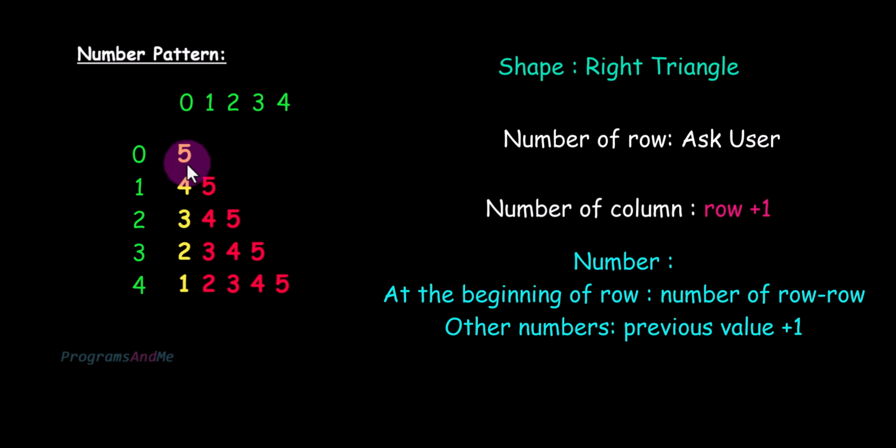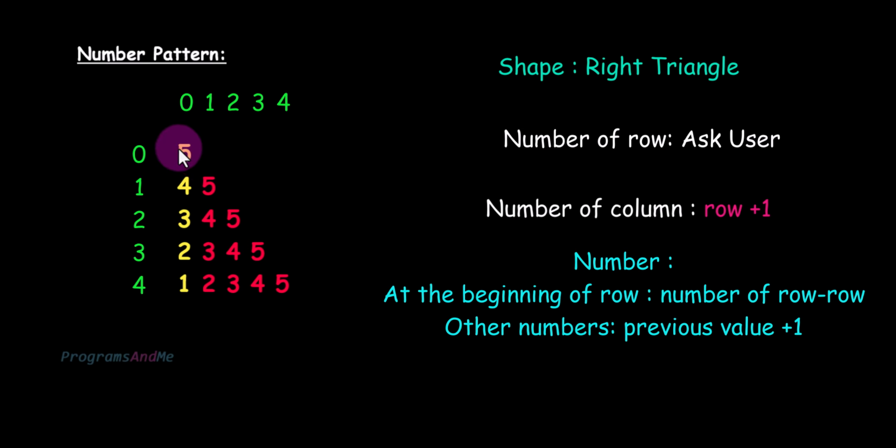How to get these numbers in the first column, column 0? If you carefully observe this, you can see we want 5 in the first row, that is row 0. And we want 4 in row 1, 3 in row 2, 2 in row 3, and 1 in row 4. In this output, the number of rows is 5. When the user enters the number of rows as 5, we'll get this output.